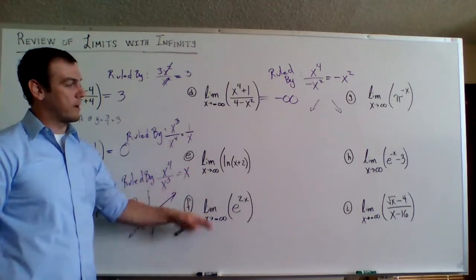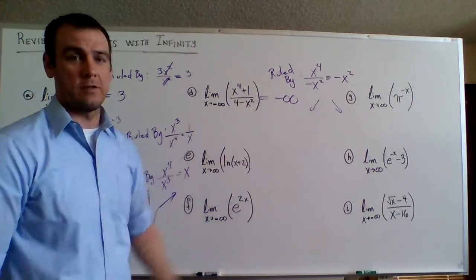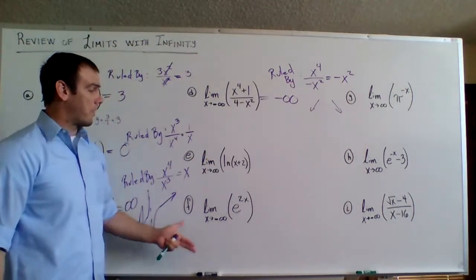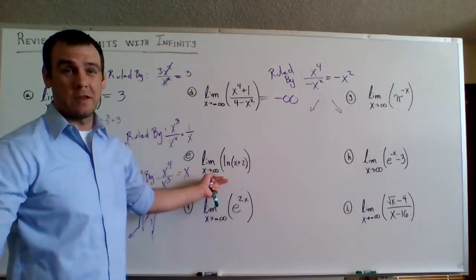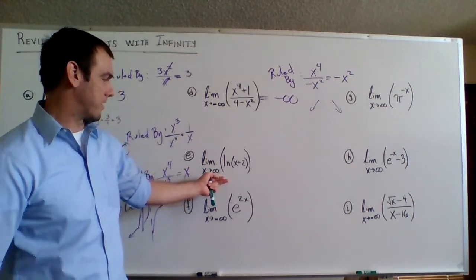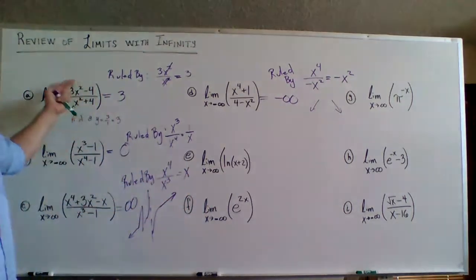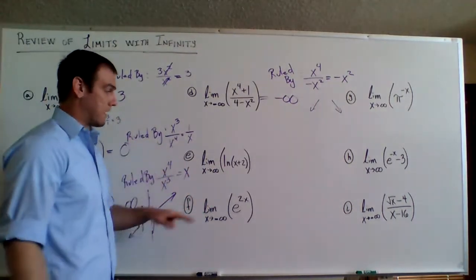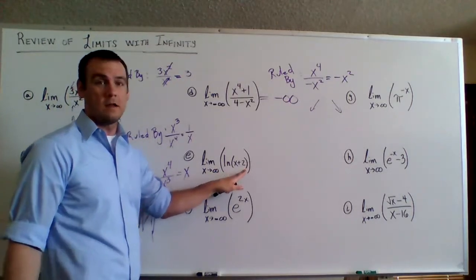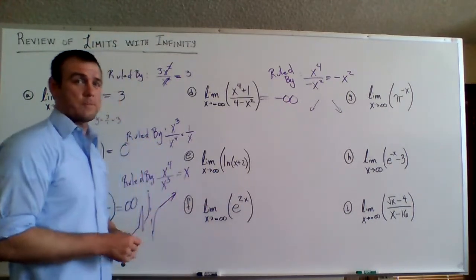Actually, most of the rest of these we're going to change up now. I'm not really thinking ruled by, I'm not really thinking end behavior, or I should say I'm still thinking end behavior. I'm not thinking my degree is bigger on top, bigger on bottom, what have you. I have to understand what the natural log of x plus 2 looks like, okay?